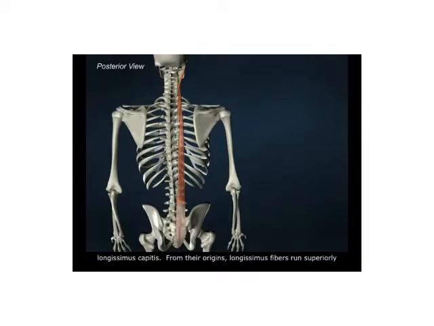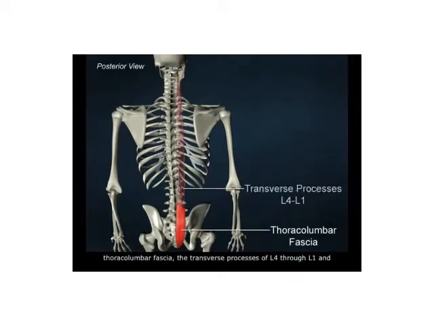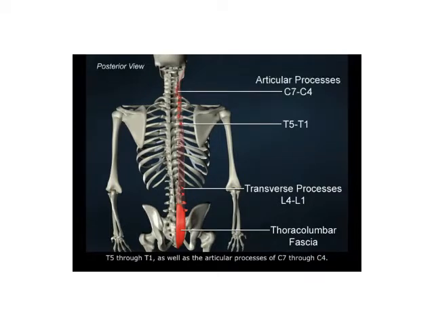From their origins, longissimus fibers run superiorly to insert onto parts of the vertebrae and skull. The origins are from the thoracolumbar fascia, the transverse processes of L4 through L1 and T5 through T1, as well as the articular processes of C7 through C4.